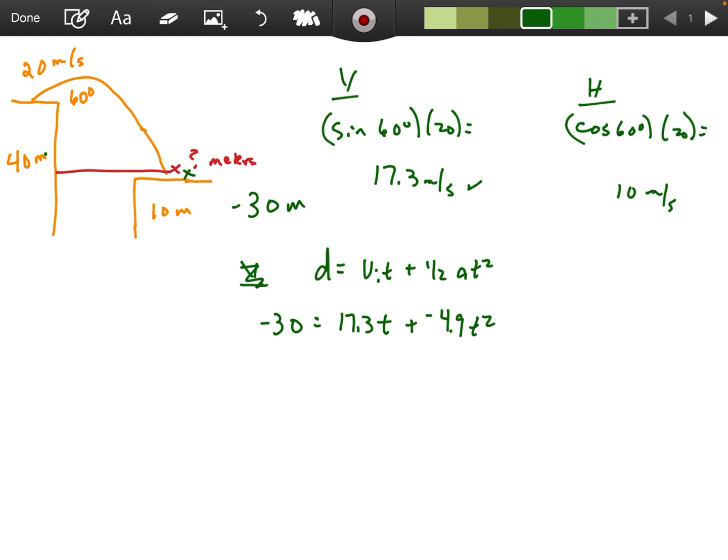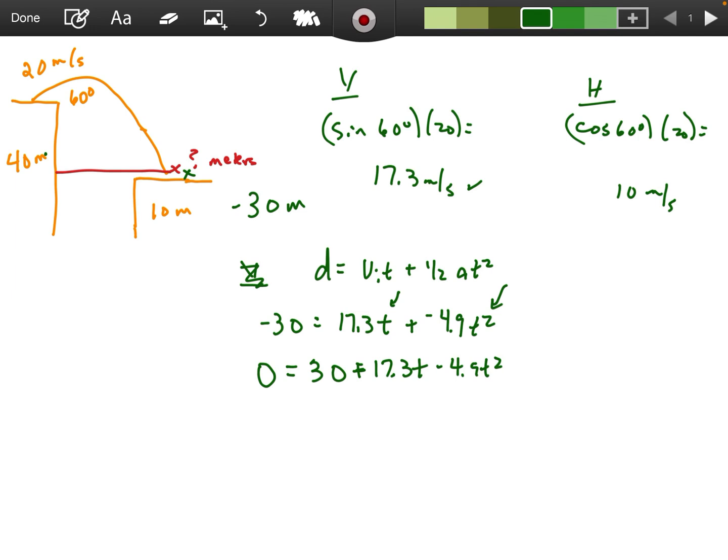Now, what you would have to realize is that at this point, you have a quadratic function because you have an exponent of 2 and then an exponent of 1. So we're going to have to use the quadratic formula. So we are going to put it in this form where everything is on one side and 0 is on the other side. So 0 is equal to 30 plus 17.3t minus 4.9t squared.